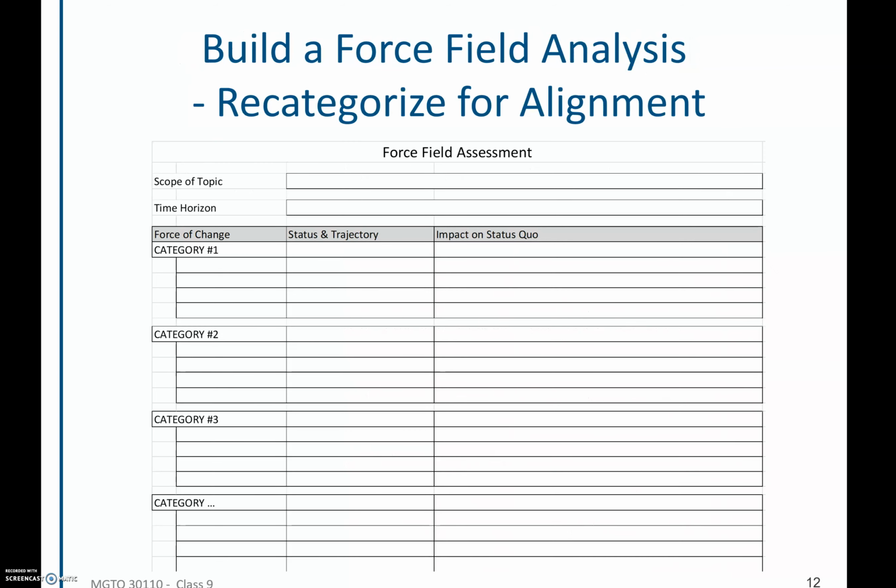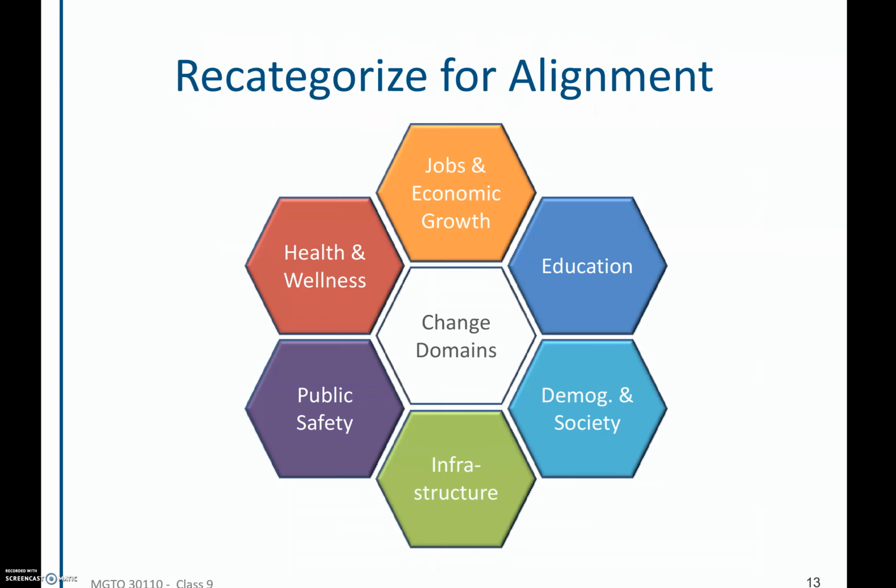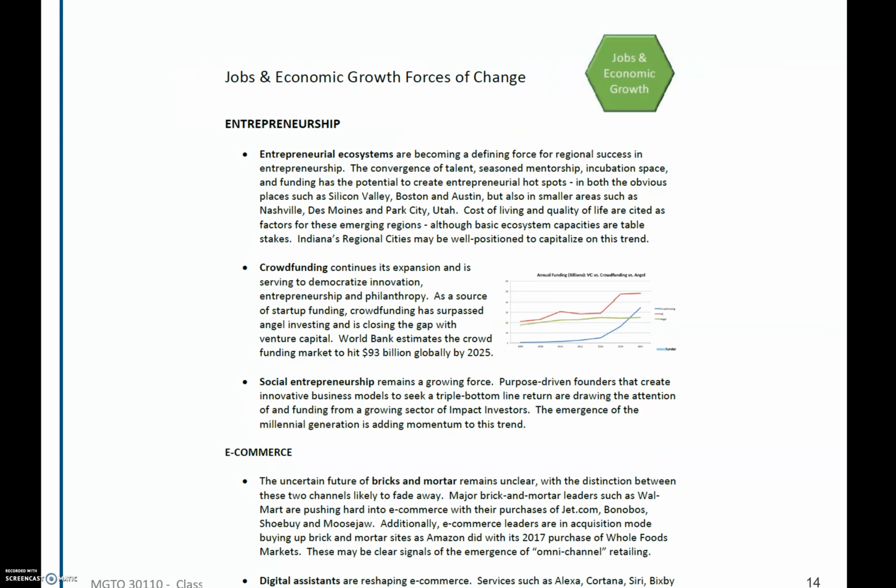Now, we start with STEEP, but it's really essential that you recategorize these things to align with your topic. Come up with new categories that really fit. And for this project, you will see that we recategorized into these groupings: jobs and economic growth, health and wellness, education, public safety, infrastructure, and demographics and society. And using that framework, it really gave us a sharp edge on our assessment.